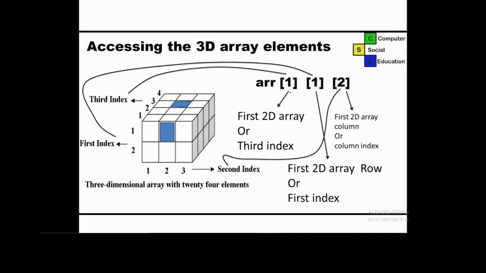So it is an array of [1][1][2], meaning the third index, or we can say the first two-dimensional array, and this is the two-dimensional array, like this. It is the first two-dimensional array's row and column. Suppose it is 2, then it is the second two-dimensional array's row and second two-dimensional array's column.